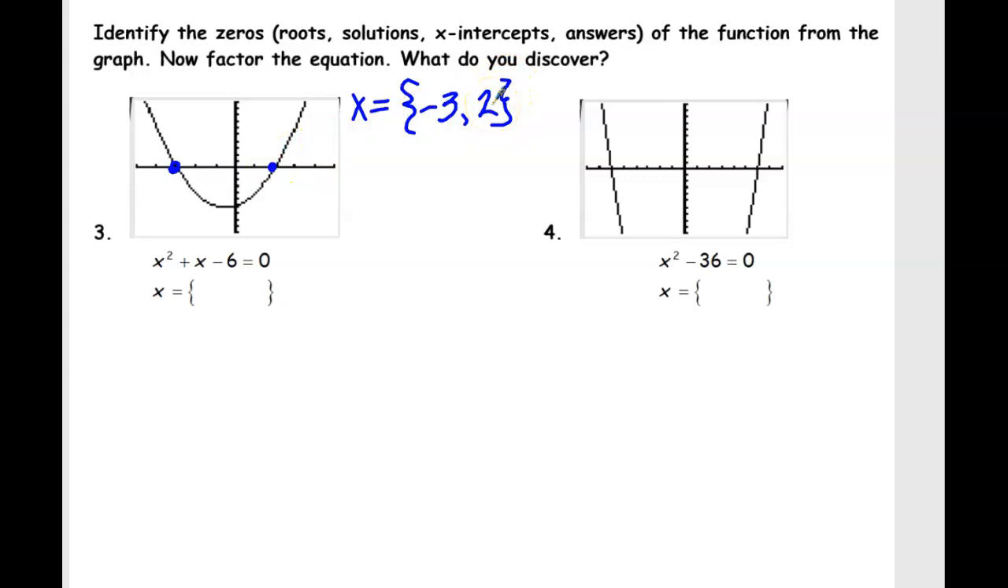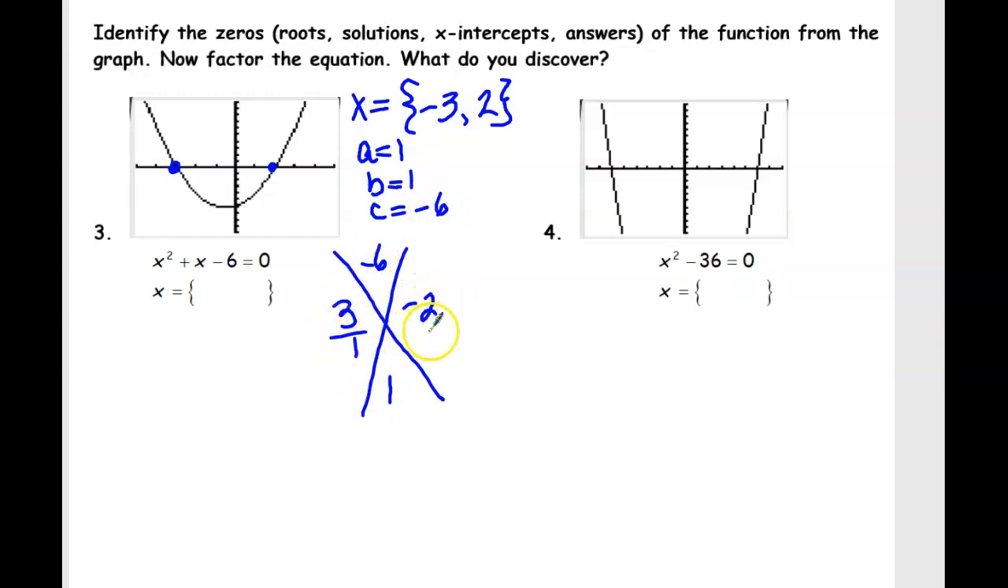All right, but what we're going to do is take that quadratic and factor it using the x method that we learned. When we did that, our a is 1, our b is 1, and our c is -6. So we put a -6 up here, 1 down here, and we can say 3 times -2. Always divide by that leading coefficient.